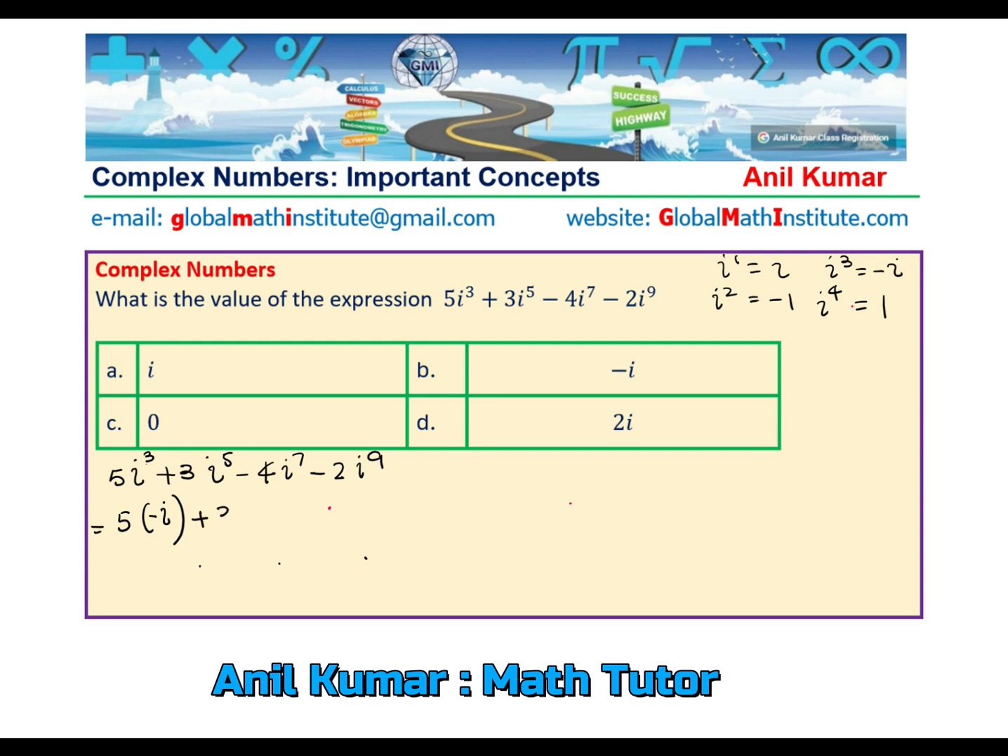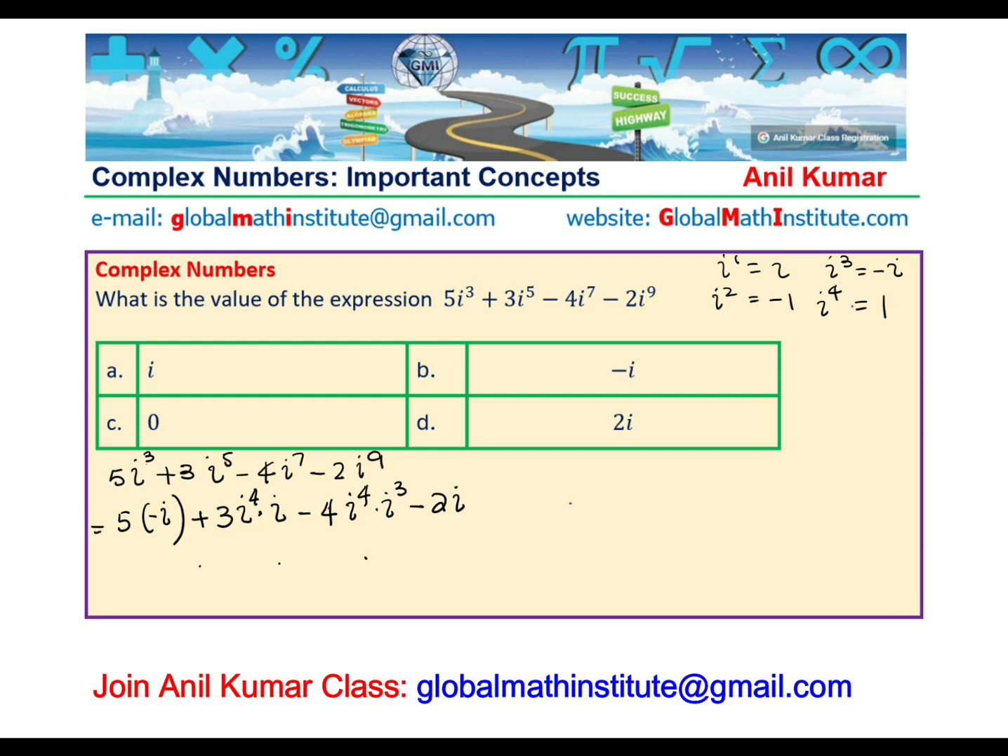Plus 3 times i to the power of 5, it is a practice to write this as i to the power of 4 times i, right? Minus 4 i to the power of 7, 4 times i cube, right? Minus 2 i to the power of 9 can be written as 8 plus 1, correct? So that gives you minus 5i. And here we have plus 3i because i to the power of 4 is 1.